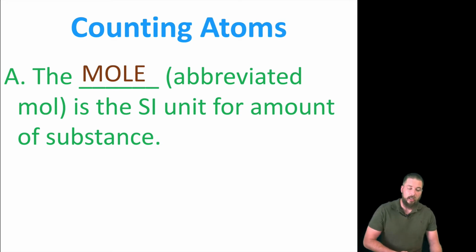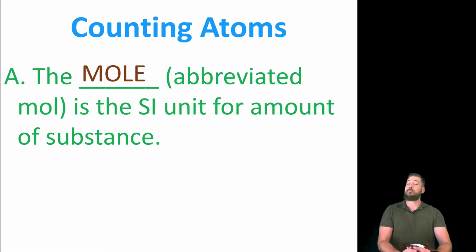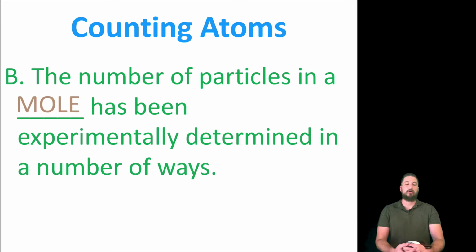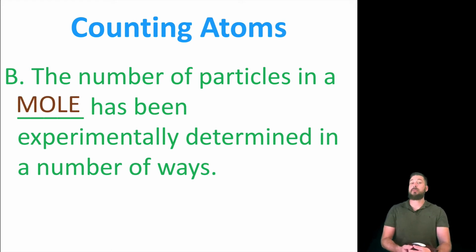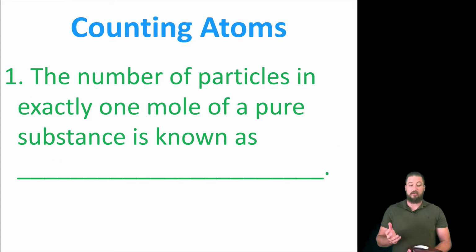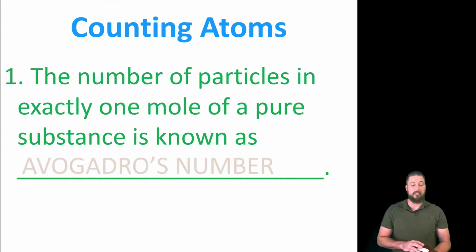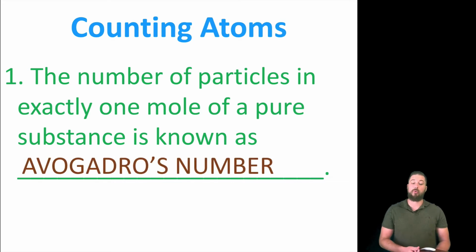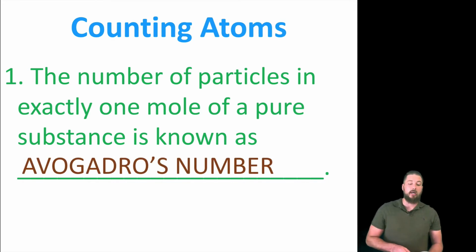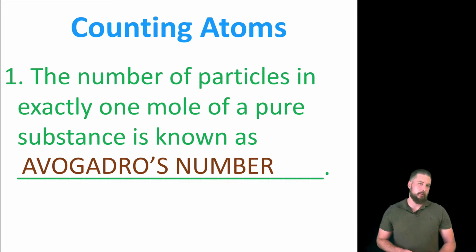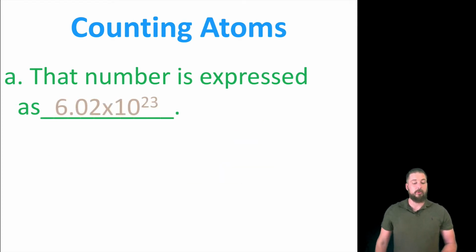And so the mole is the SI unit for the amount of a substance, and the number of particles in a mole has been experimentally determined. The number of particles in one mole of a pure substance is known as Avogadro's number. We're going to talk about what this number is in a moment, but it essentially is 6.02 times 10 to the 23rd, the amount of particles that are in one mole.